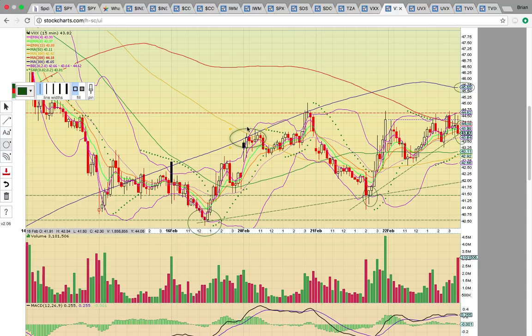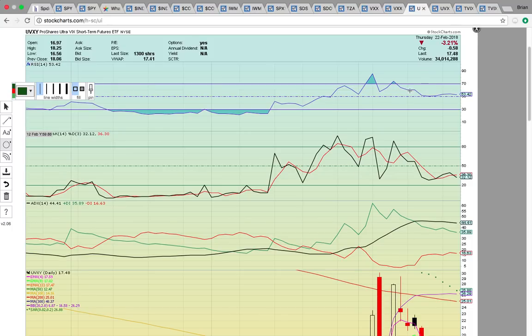Notice how each time that level gets hit, it's a top. Every time it gets hit on this run, on the bounce, it's been a top. So once you see the 300 simple moving average, which is the top moving average on this 15-minute chart, turn into support, that's when you know the bulls have really taken control and it's ready to make a run back up to the 50s.